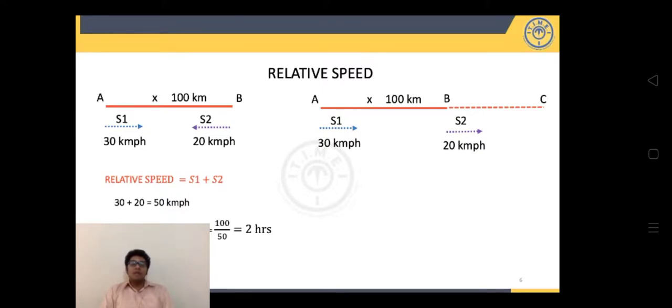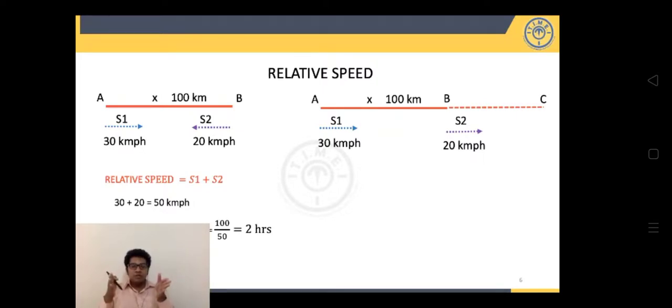If A is running at 20 kilometers per hour, he will not be able to catch. Since A is running at 30 kilometers per hour, he will be able to catch. So the extra speed makes the difference. What additional speed is A traveling than B? It's 10 kilometers per hour. A is 10 kilometers per hour faster than B. So for every hour, the distance between them will reduce by 10 kilometers.